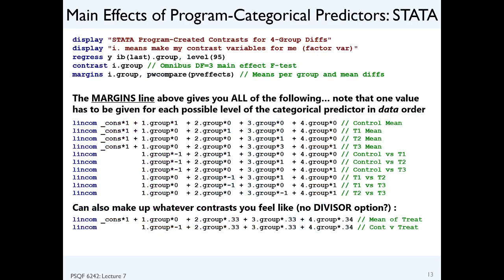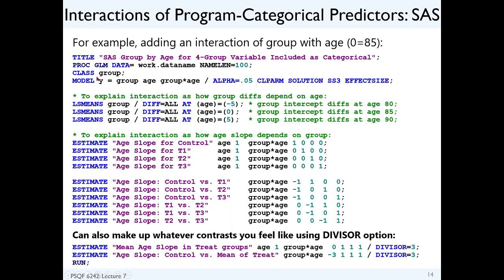Here's how I would do it if I let the program do the heavy lifting. The class statement in SAS tells it that I want dummy codes, contrast variables built. So 4 variables will be built because I have 4 groups. Group goes in the model statement, age goes in, and group by age. The 3 dummy codes that we had before are replaced by group. The 3 interactions of the dummy codes with age are replaced by this single interaction term. So this single interaction term is actually referring to 3 fixed effects simultaneously. Likewise, this simple main effect of group is referring to 3 fixed effects simultaneously.